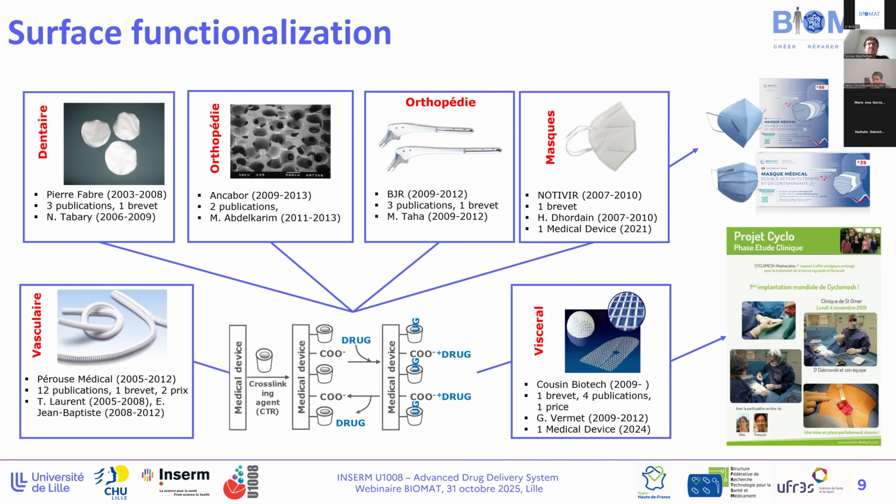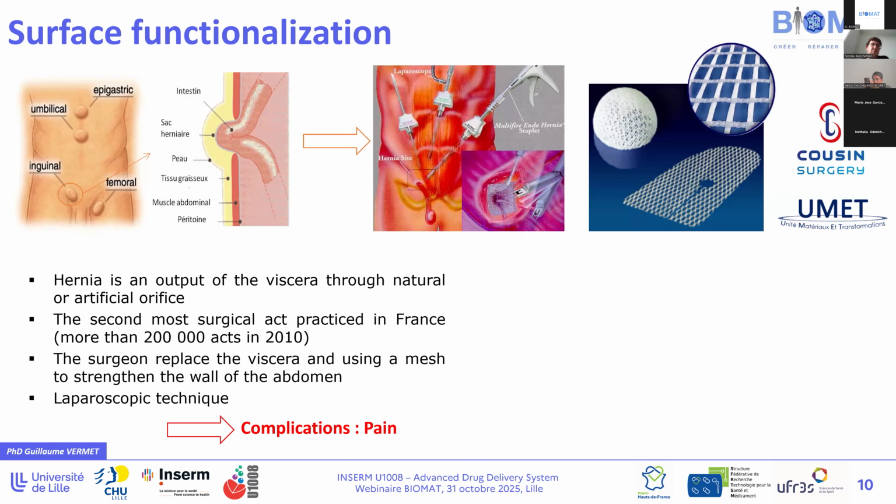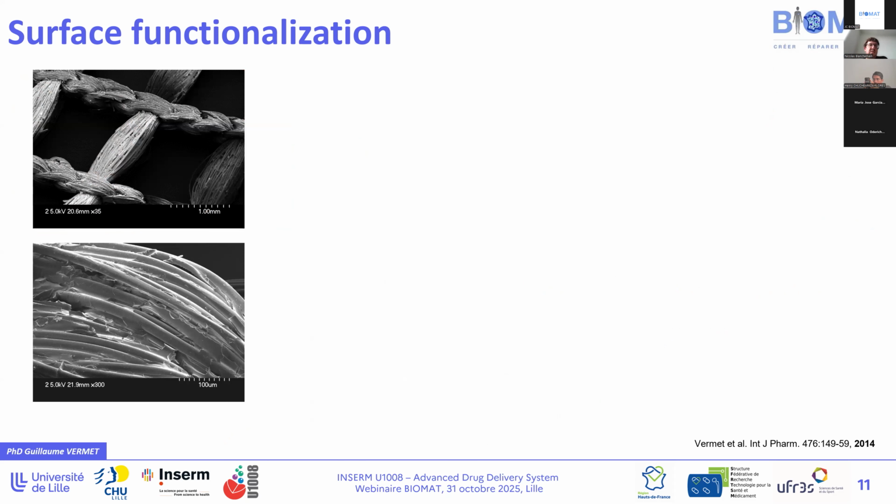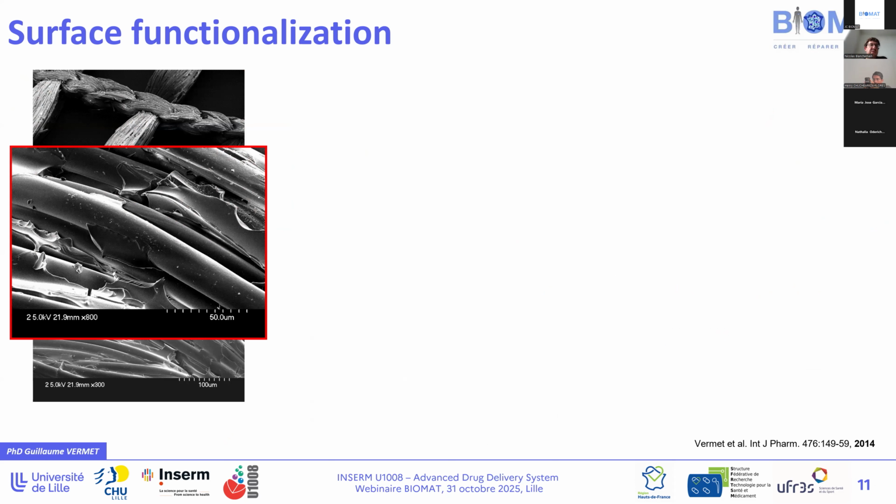Just to show you this project briefly, the problem after a mesh implantation is the pain for the patient, and due to this pain, we develop the system to modify the textile with cyclodextrin. So the process is very easy. It's a common process for textiles. We impregnate the textile in a cyclodextrin solution. After a curing process and a washing process, we obtain modified meshes. You can see by SEM the coating of cyclodextrin on the fiber and between the fibers of the textile.